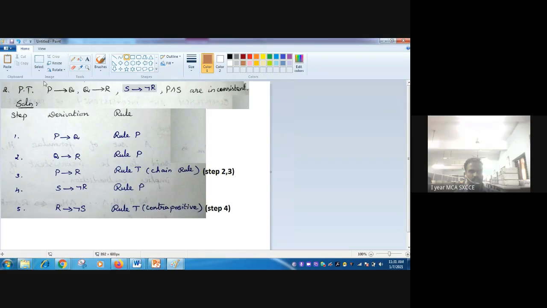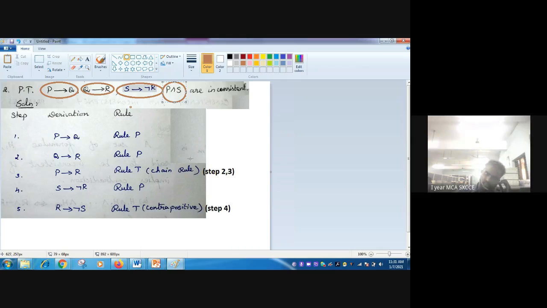Now the second one is: we are having the premises P goes to Q, it is one of the premises, and Q goes to R, then S goes to negation R. P cap S are consistent. One more premise is given, P cap S. We have to show that all these premises are inconsistent.